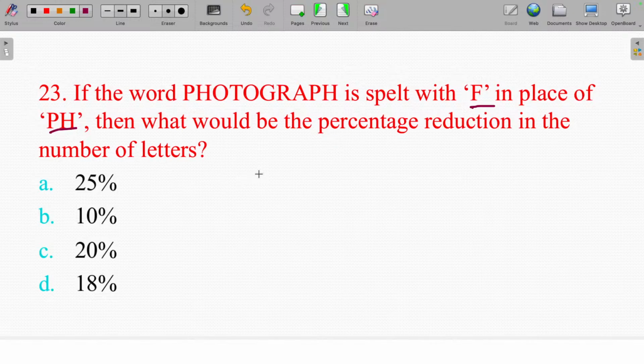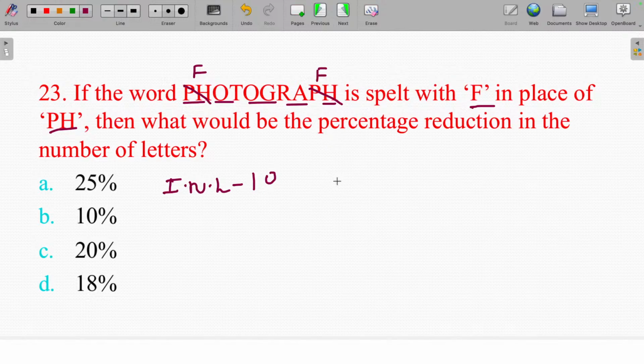10. 9, sir. 9 or 10? Count it. You have pairs, 10. Yes or no? Yes. Starting I have 10. Now we have photograph, 10 letters. Initial number of letters will be 10. Now in the place of PH I will write F.